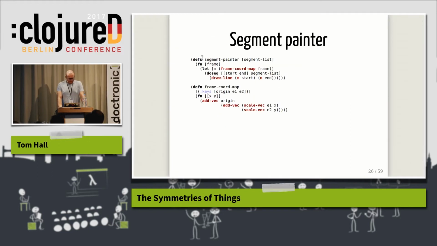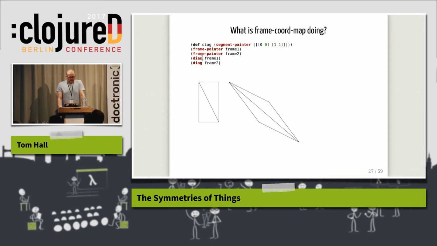So that's our first picture. Segment Painter takes a list of line segments and just draws them all together. I'm not going to spend too long on that. But we can now say Segment Painter, and we hand it a frame. Now, diag is another picture, and we say draw the diagonal inside the frame. The diagonal is a Segment Painter with this line segment. So it's going from 0, 0 to 1, 1.